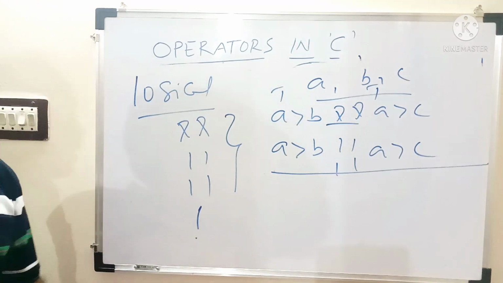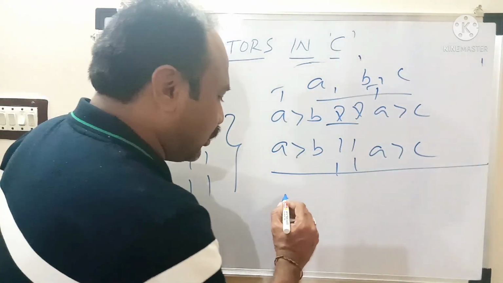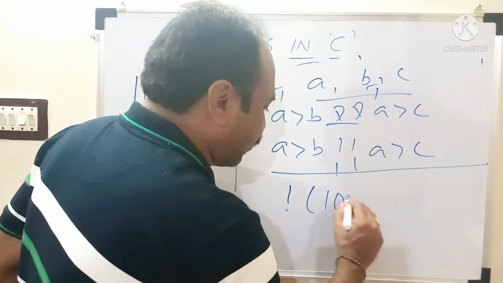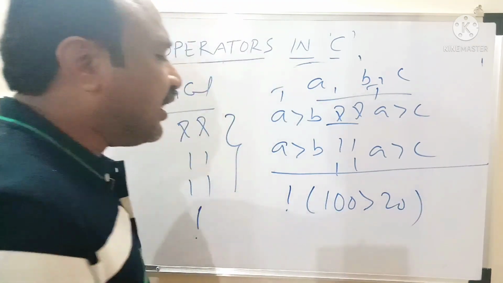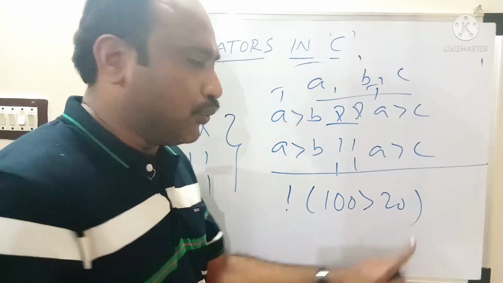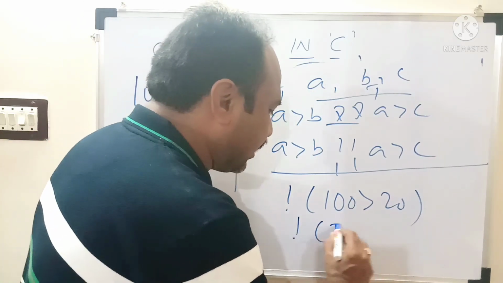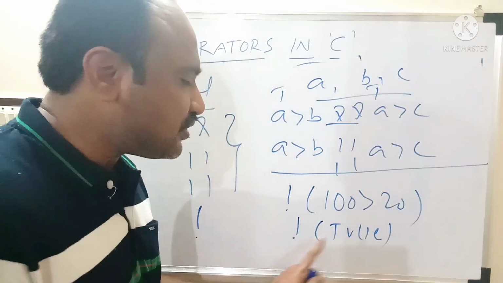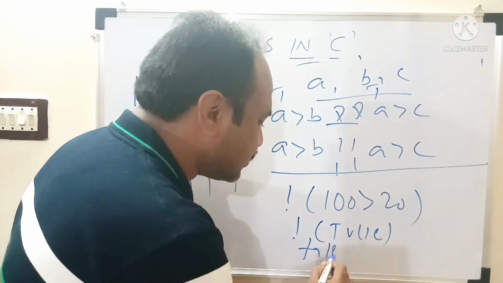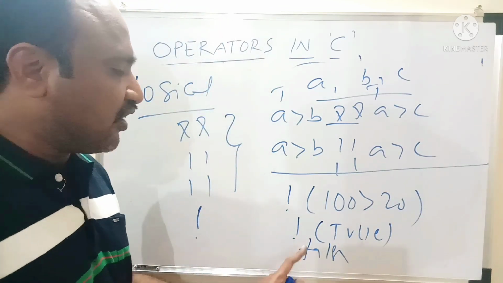Okay. Next one, logical not. For example, not of 100 greater than 20. What is the 100 greater than 20 condition? Tell me first. True. Okay. We are writing not true. Not true means the condition is what? False. Okay. If the condition is false, what is the result?